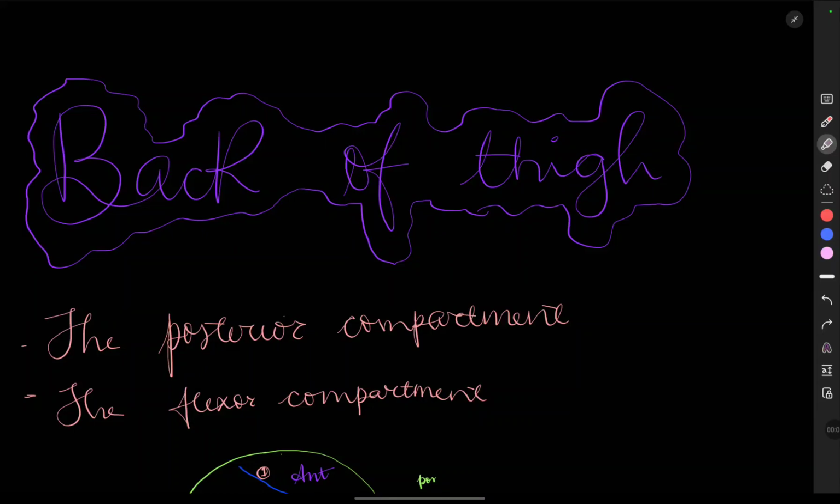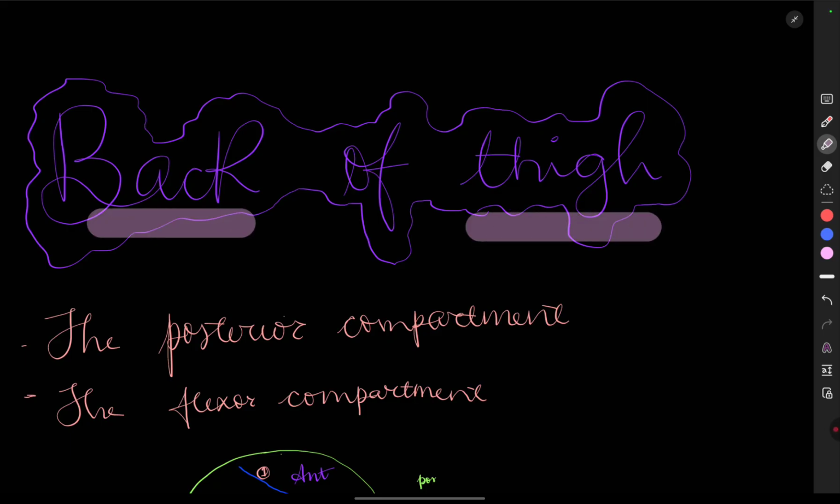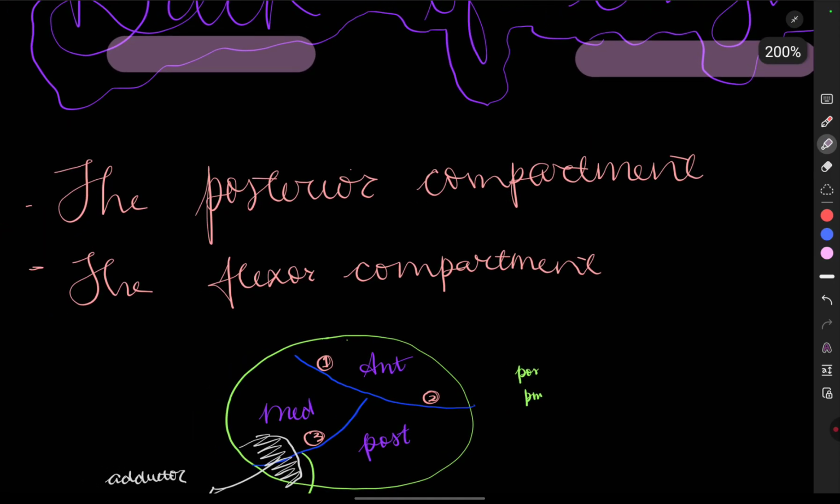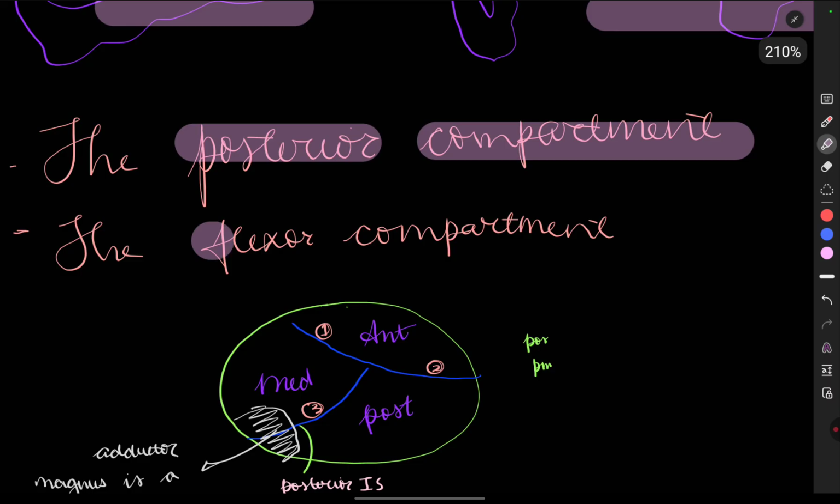Hey there everyone, in the previous video we studied the popliteal fossa, and in today's video we are going to start with the back of thigh. Okay, we are going to study the back of thigh. So the back of the thigh is also known as the posterior compartment and also known as the flexor compartment.